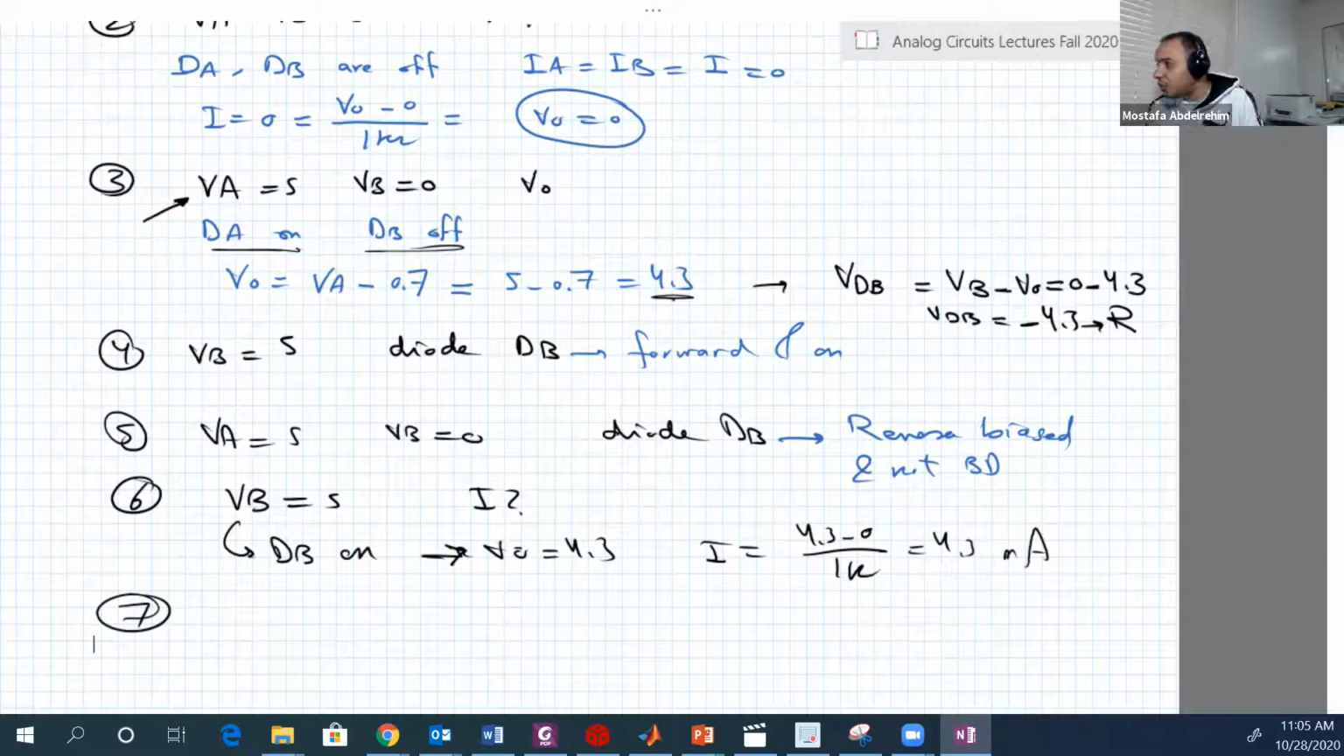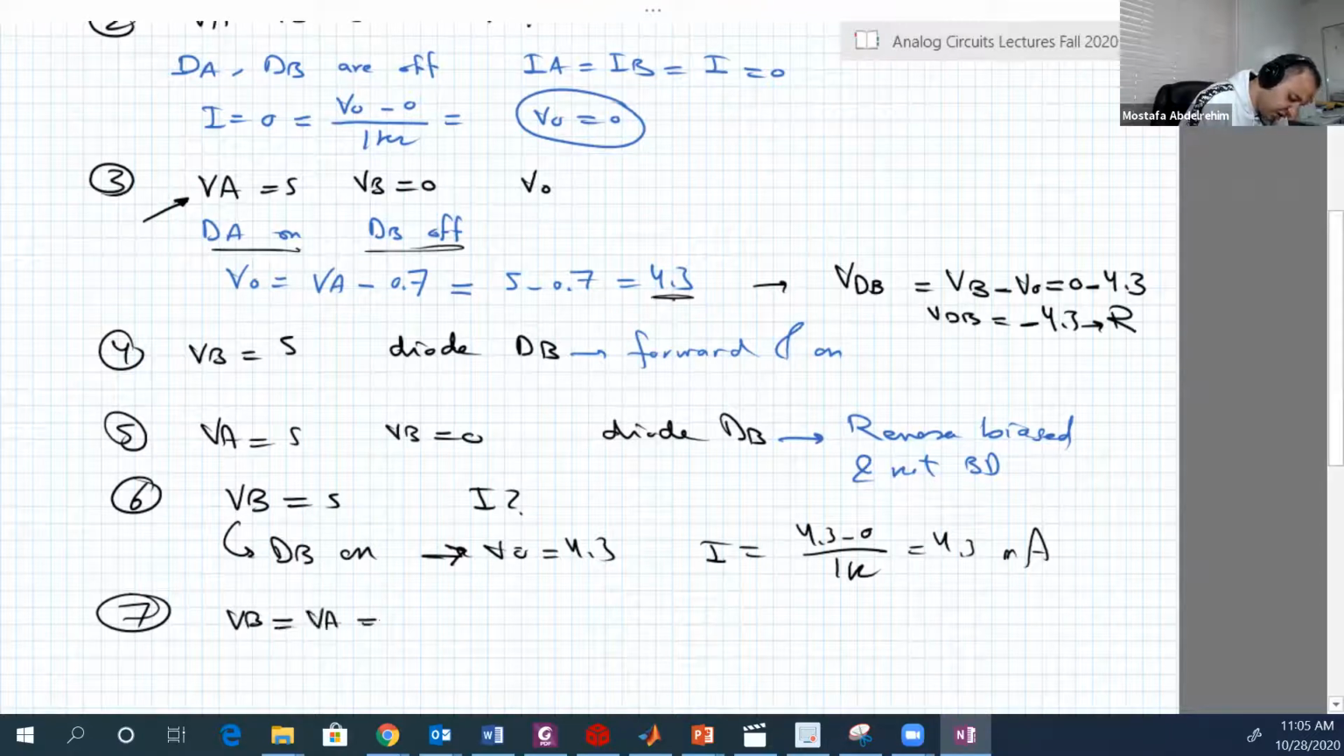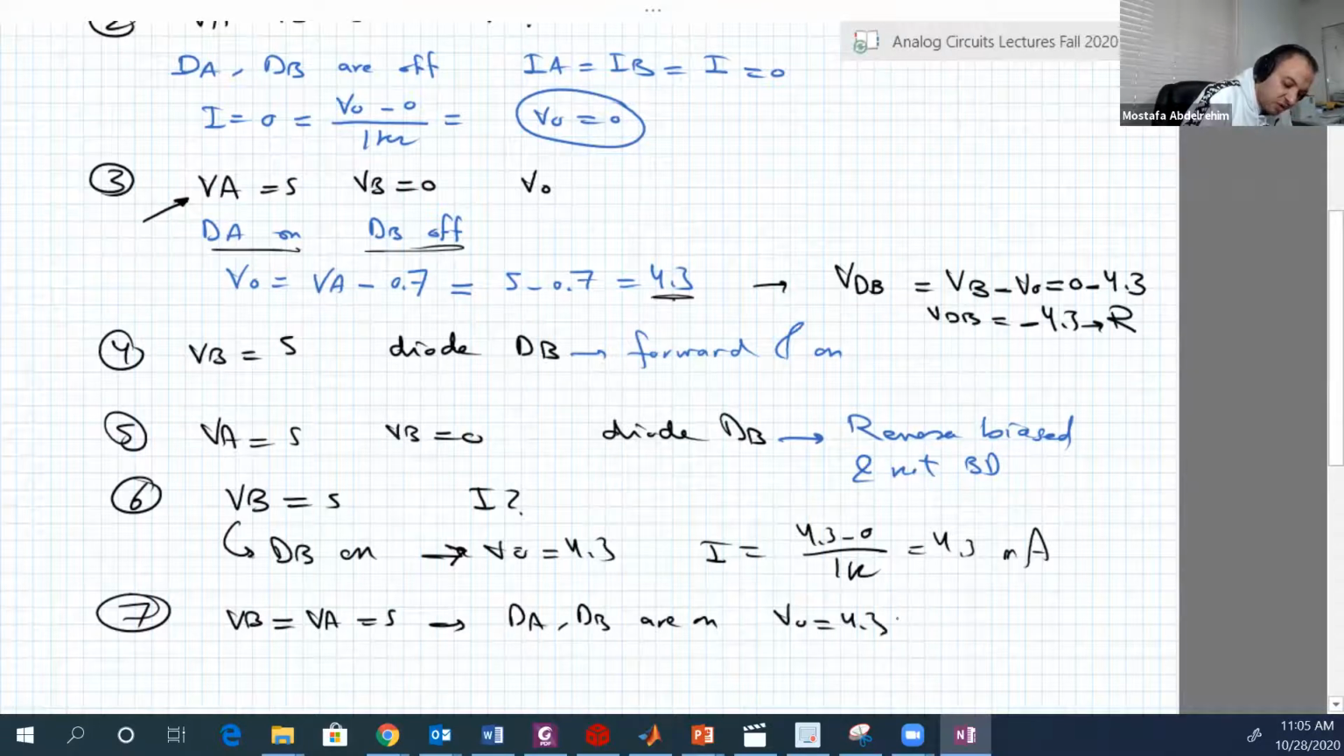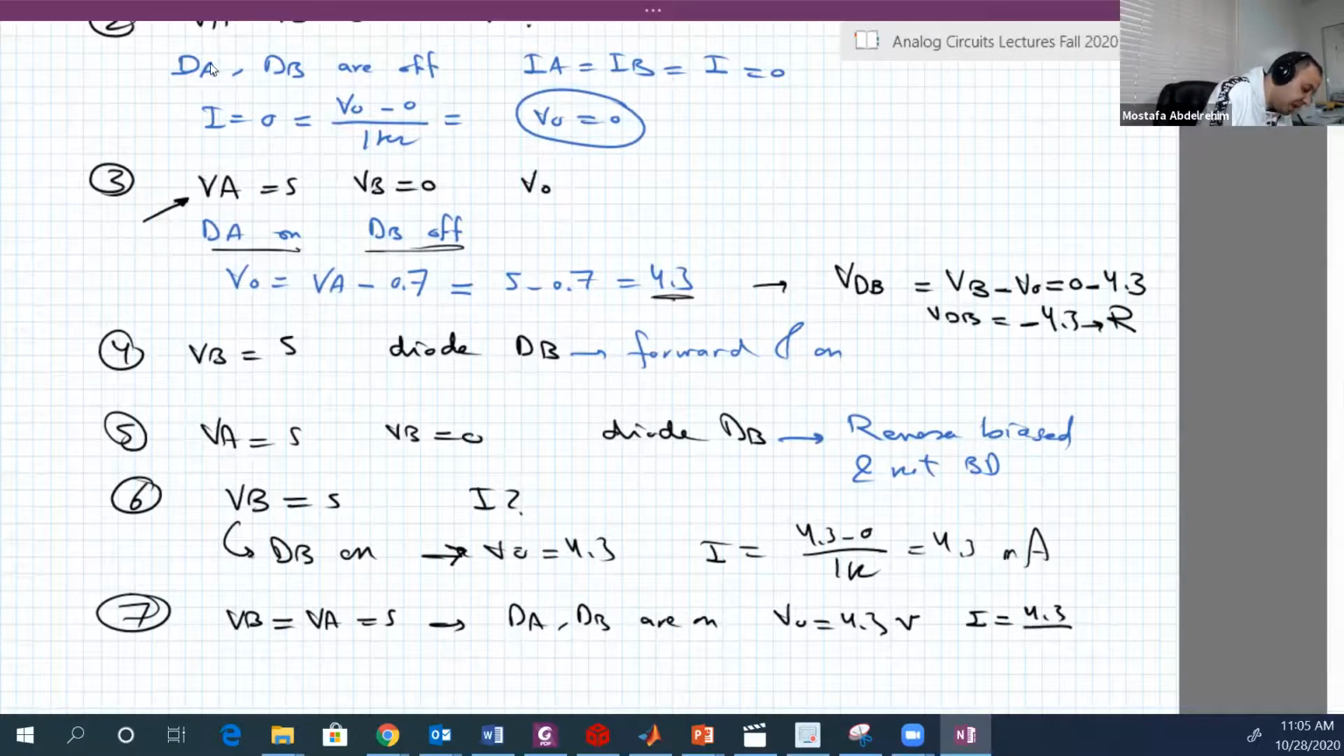Number 7. When VB is equal to 5 and VA is equal to 5, what is IA? So both VB and VA are equal to 5. So both diodes DA and DB are on. Okay, so VO is 4.3 volts. So I is equal to 4.3 milliamperes.